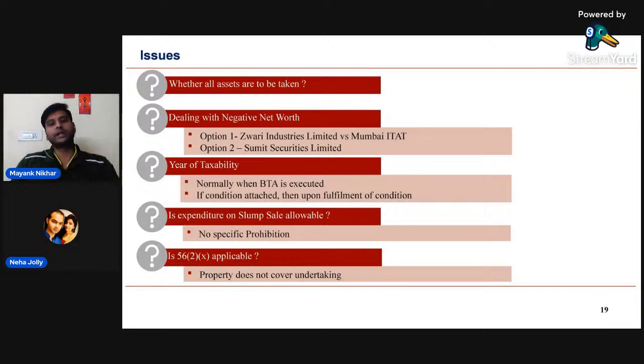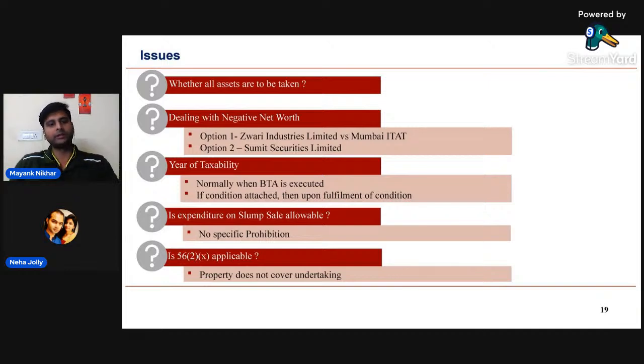So if there is a negative net worth, what do we do? There have been court rulings, Jory Industries Limited versus Mumbai ITAT, Sumit Industries Limited. These are the two court rulings. Ideally, if there is a negative net worth, that should be used as per the calculation prescribed under the rules, because you have no other choice than to follow the regulations.